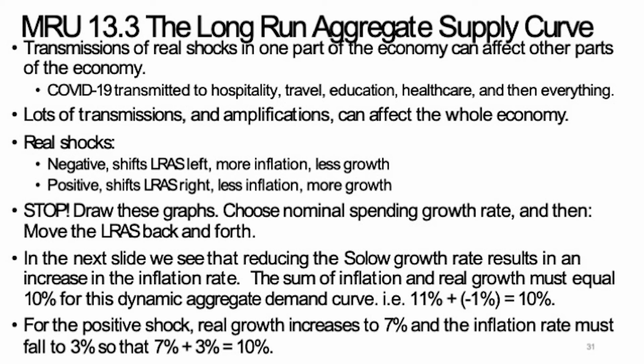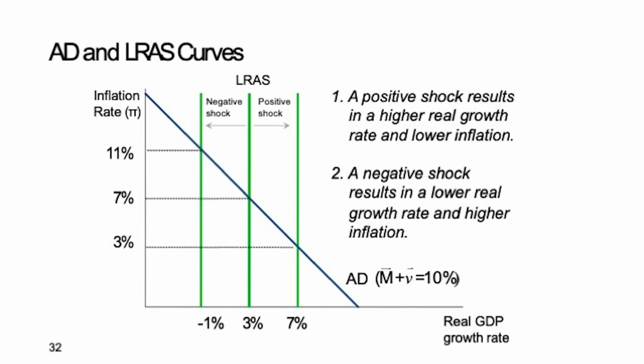Okay. In the next slide, we see that reducing the Solow growth rate results in an increase in the inflation rate. The sum of inflation and real growth must equal 10% for this dynamic aggregate demand curve. For the positive shock, real growth increases to 7% and the inflation rate must fall to 3%. So here we see our long-run aggregate supply curve. Notice that we have an aggregate demand curve defined by 10% nominal spending growth. There's going to be 10% more dollars spent within the year.